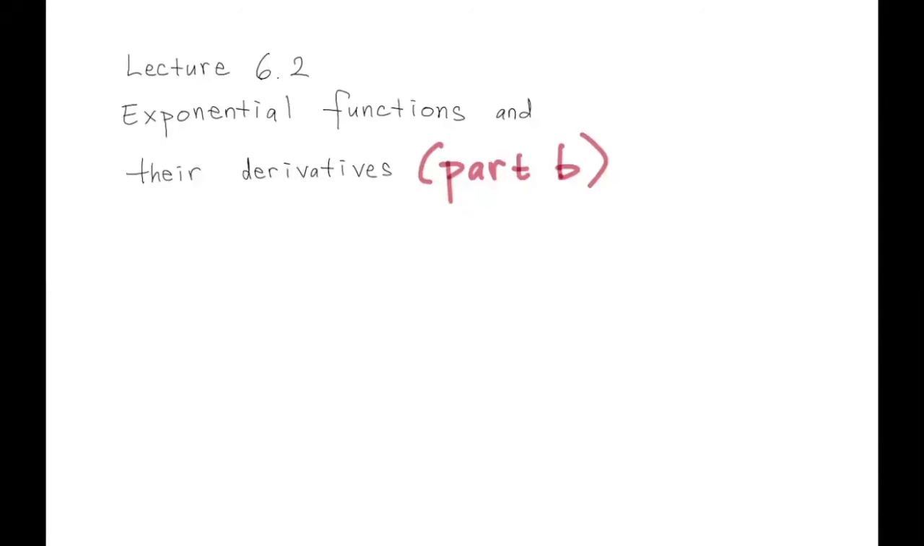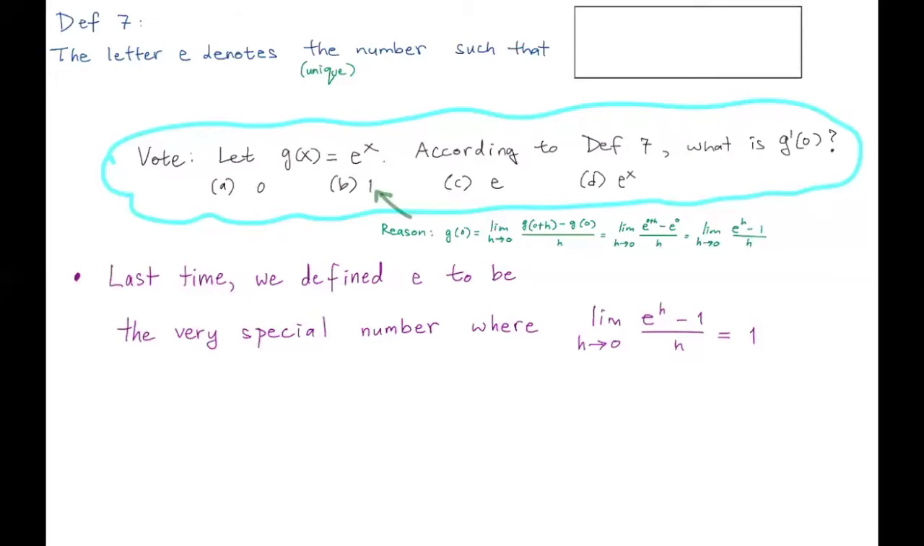Welcome to the second part of the lecture on section 6.2. Last time, we defined e to be the unique number such that the limit as h approaches 0 of (e^h - 1)/h is equal to 1.